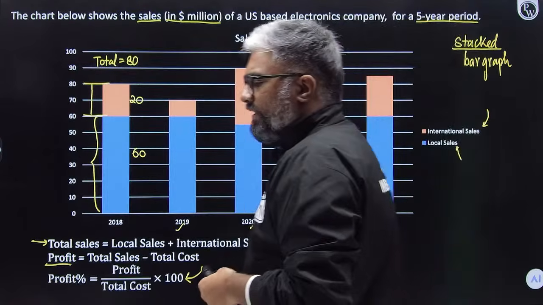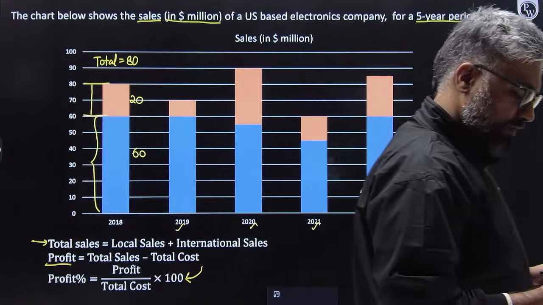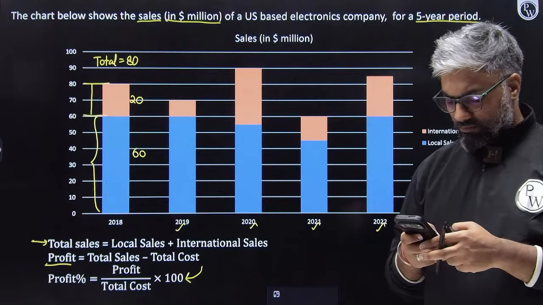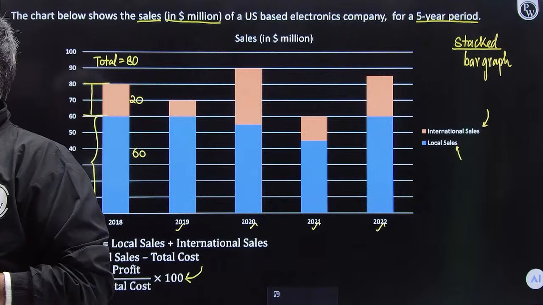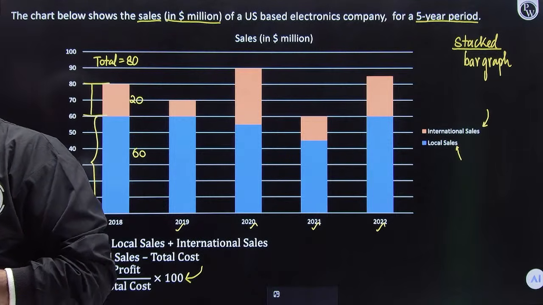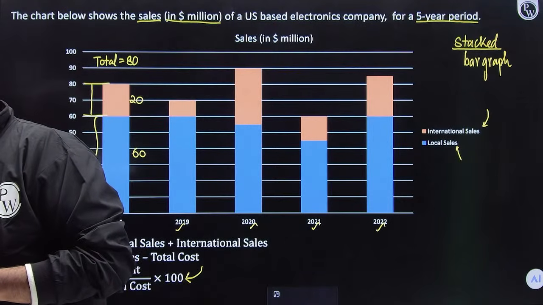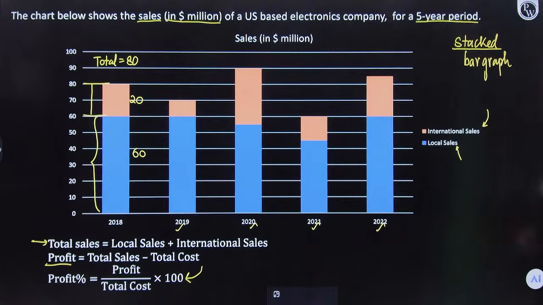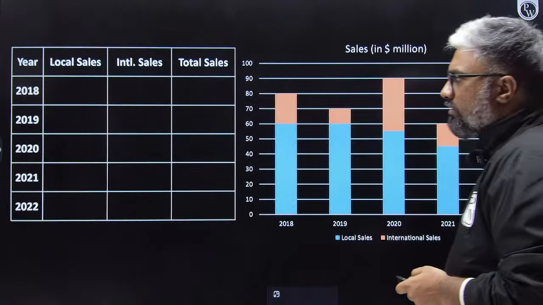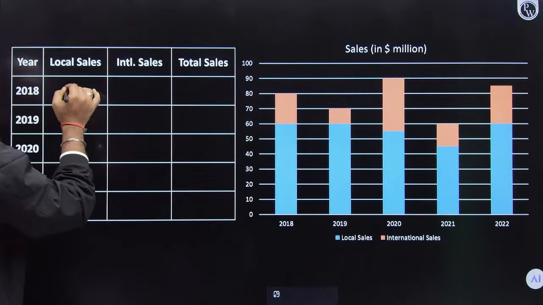Okay, go ahead guys, quickly make the table. I think it would be better if we have a table, right? Yes. Quickly make the table for this. Go ahead guys. So what would we note? Local sales, international sales, total sales. Yes. Local sales is all the blue bars. So I can make note of this.